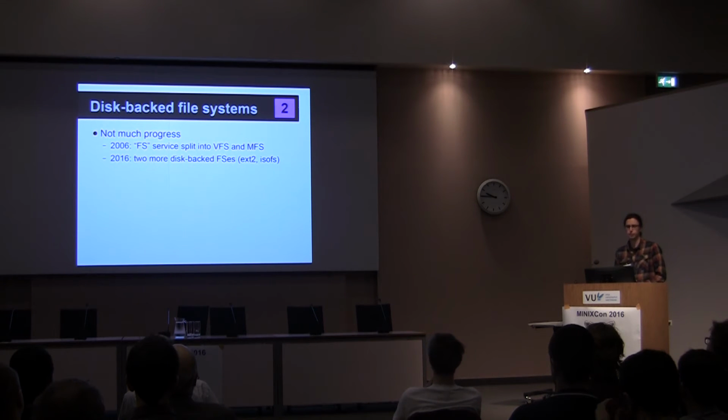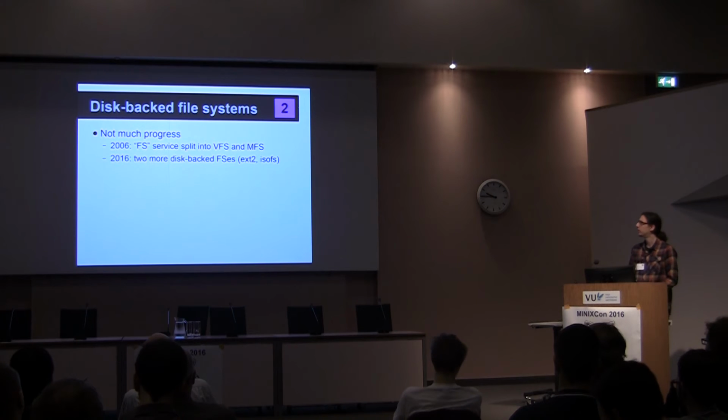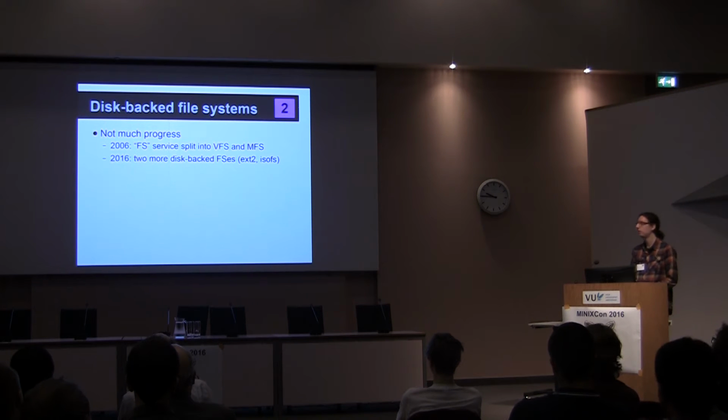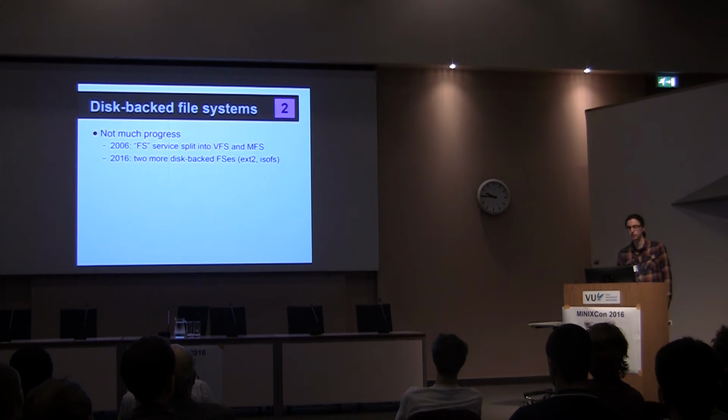Now, in this area of disk-backed file systems, we have not seen so much progress, at least not as much as we hoped for. In 2006, as you saw in the figure, we split up the FS service into VFS and MFS, and that allowed new file systems to be created at the time. But 10 years later now, we only have two more disk-backed file systems, ext2 and ISOFS, and those are very useful, but it's not really the success that could have been there based on that split.